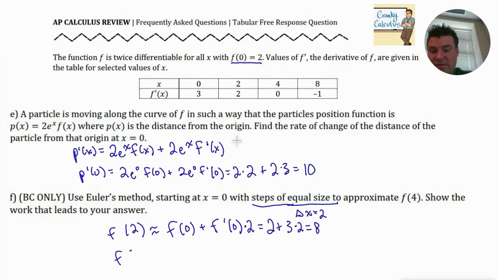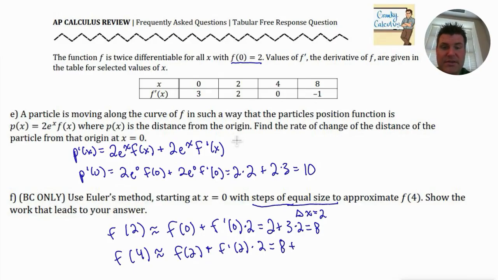So now I can use that to approximate f of 4. So this is going to be f of 2 plus the derivative of the previous term, times the step size, which is 2. So f of 2, which I just approximated as 8, plus f prime of 2 is 2 times 2. This is going to end up being an answer of 12. So f of 4 is going to be approximately 12.